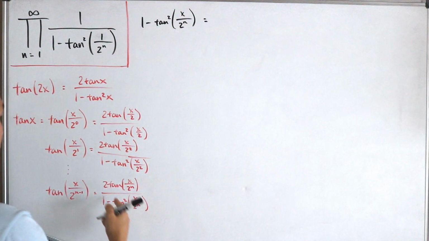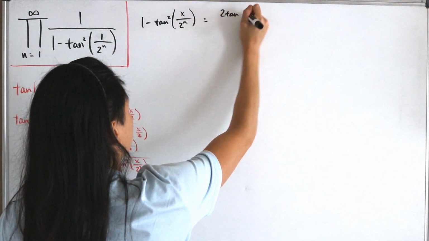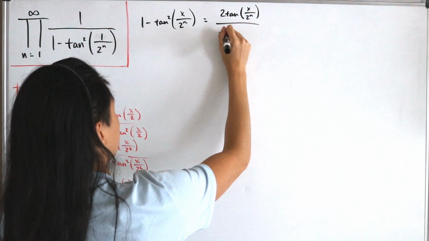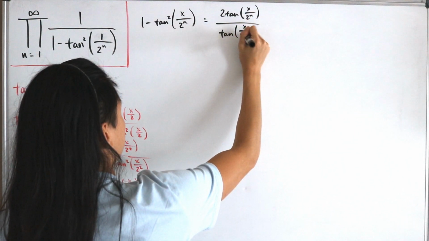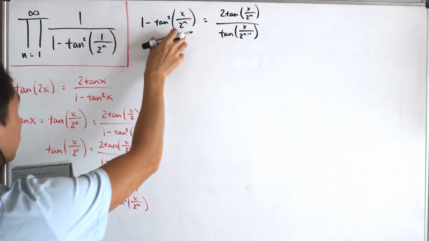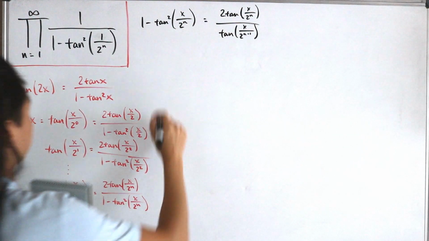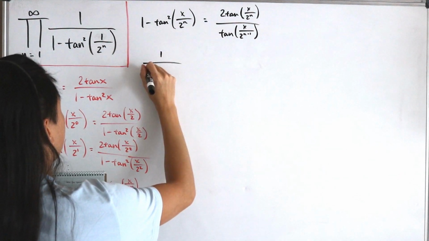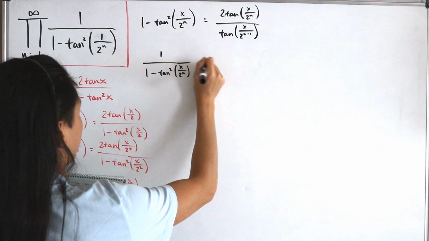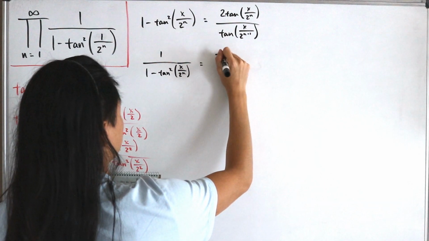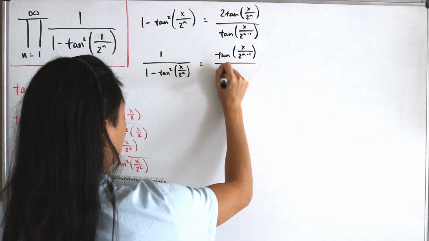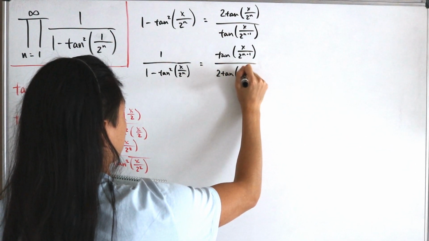So that would have to mean that that's actually just 2 times tangent of x divided by 2 to the n, and then all this being divided by tangent of x divided by 2 to the power n minus 1. So close that off. So of course, this is actually just a reciprocal, so we'll take the reciprocal of all this. So 1 divided by 1 minus tangent square of x divided by 2 to the power n. Then take that reciprocal over here. So that means I have tangent of x divided by 2 to the power n minus 1, and then divided by 2 times tangent of x divided by 2 to the power n.